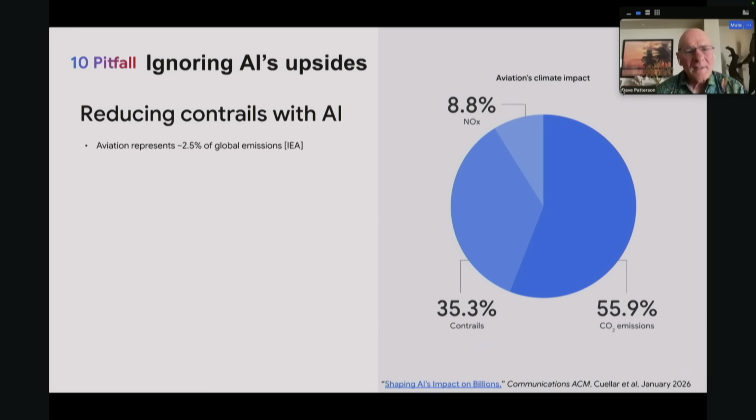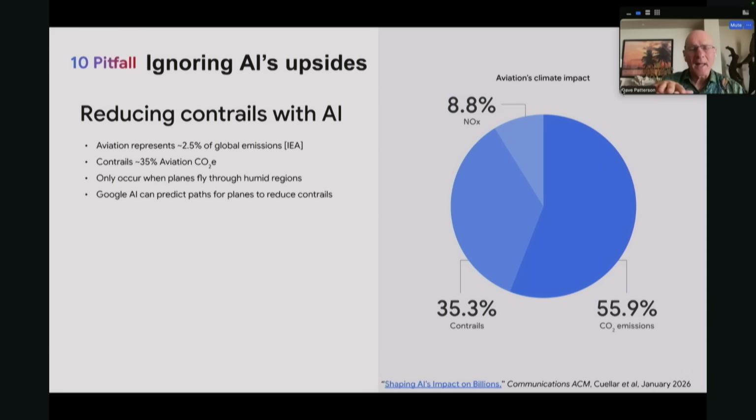Aviation is one of the largest sources of global energy. It's responsible for about 2.5% of all emissions, and amazingly, more than a third of the emissions is the contrails. Those streams behind jets are part of the carbon footprint, besides just the burning of the fuel. But contrails only happen when you fly through humid regions. So Google people figured out if you predict paths, you can go higher or lower to avoid the humid regions and reduce your contrails.